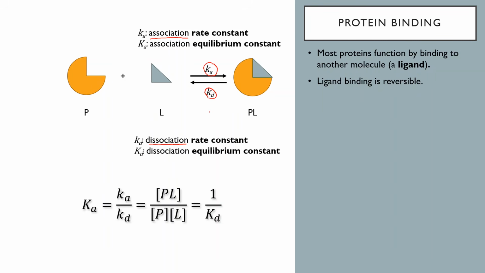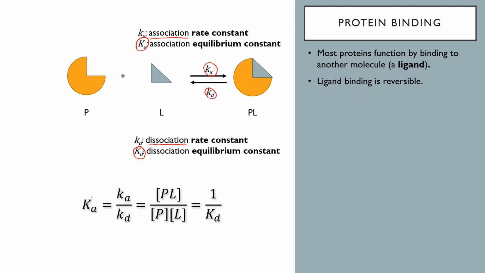And again, like any other reaction, protein-ligand binding also has an equilibrium constant. There's an equilibrium constant associated with the association of the protein and the ligand, and there's an equilibrium constant for the dissociation. Those use the big letter K to represent those values. And this down here is the relationship between the equilibrium constant and the rate constant.